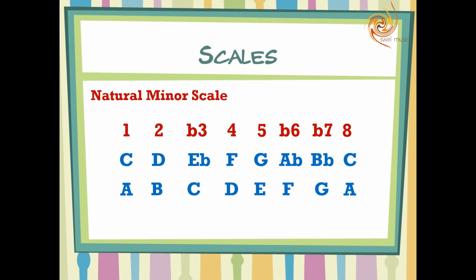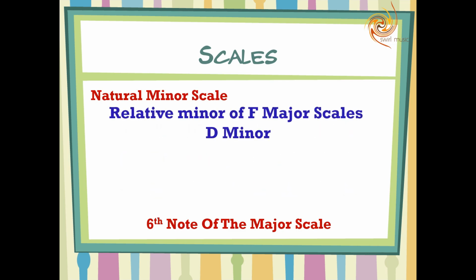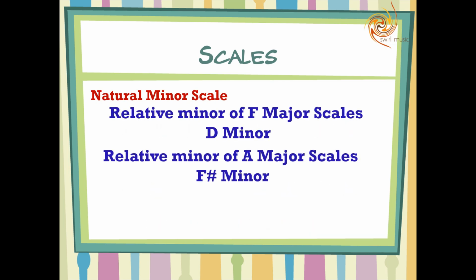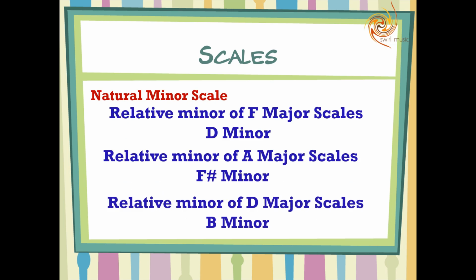So, we can say that the relative minor of every major scale is the sixth note of the major scale. The relative minor of the F major scale is D minor, A major is F sharp minor, D major is B minor, and so on.